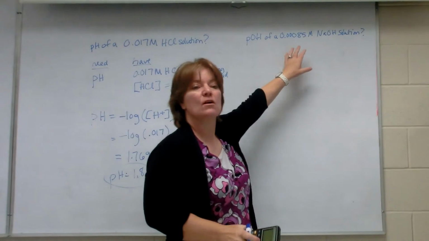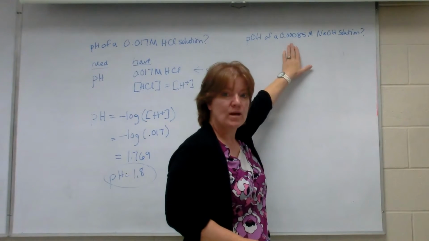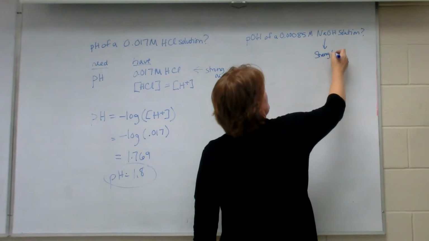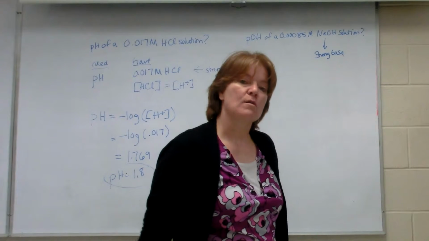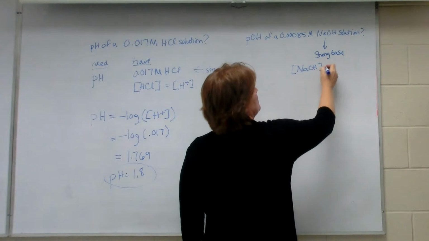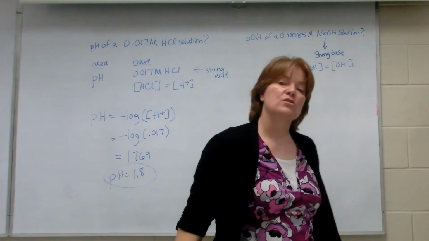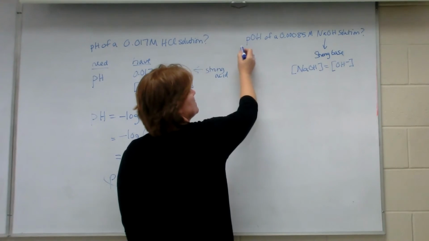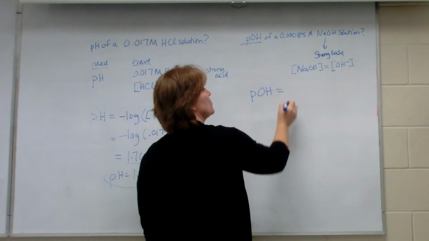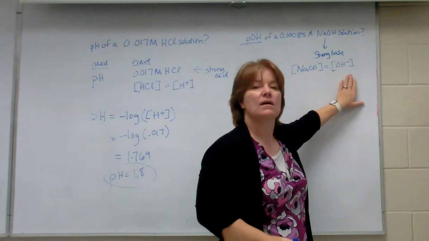Similarly, I could be given a question asking me what is the pOH of a 0.00085 molar NaOH solution. Very similar, but NaOH is a strong base, and so for a strong base, the concentration of the strong base is equal to the concentration of OH minus ions. In this case, I need the pOH, so I'm looking for an equation that starts pOH equals. And now I remember that I'm given the OH minus ion concentration.